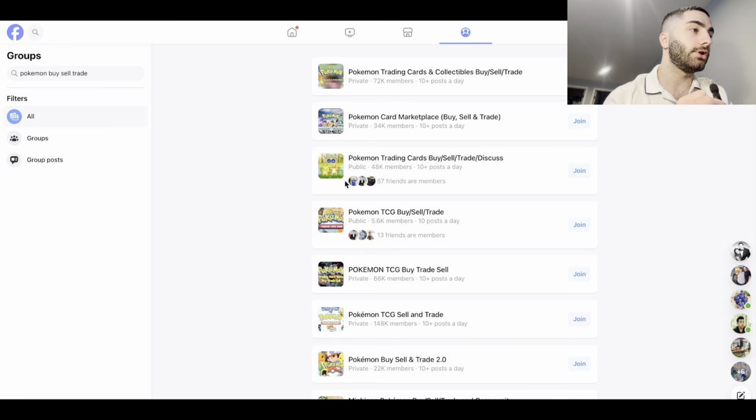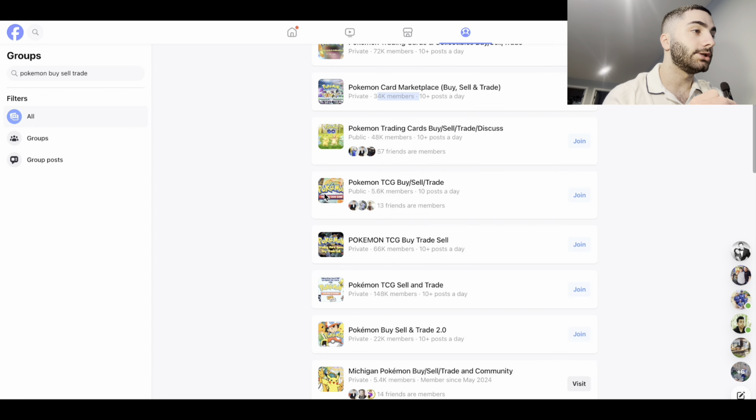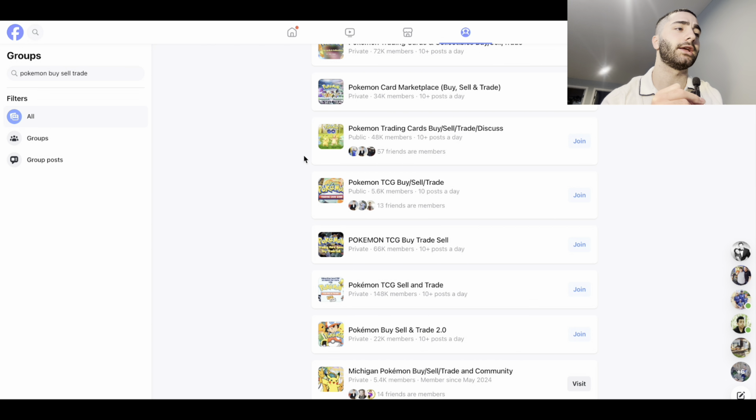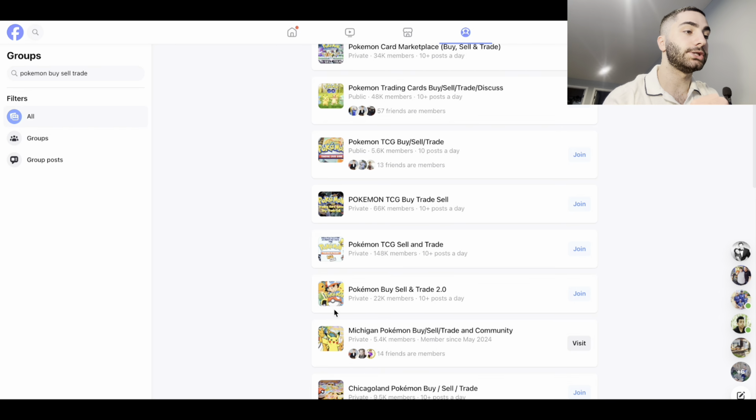And it might look different for you, because right now it's not showing me the groups that I'm already in. But as you can see here, there's this one with 72,000 members, 34,000 members, and just stuff like that. You're going to want to make sure it's not a Pokemon Go group like this one, because they're selling and trading characters or cards or whatever it is in the game and not actual trading cards. So stay away from that and just join as many groups as you can. I'm going to join one right now.